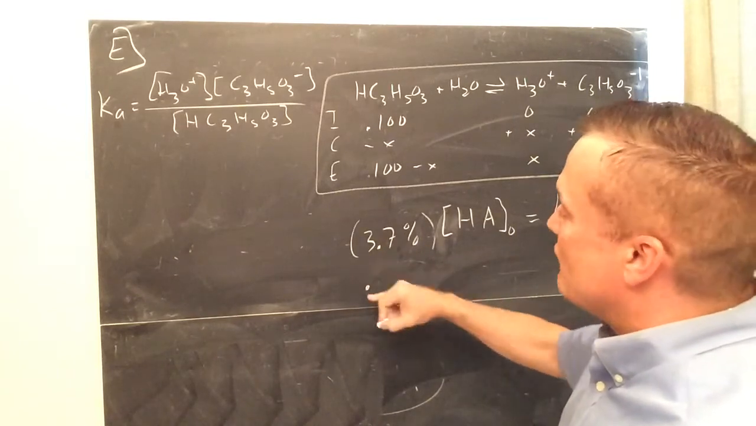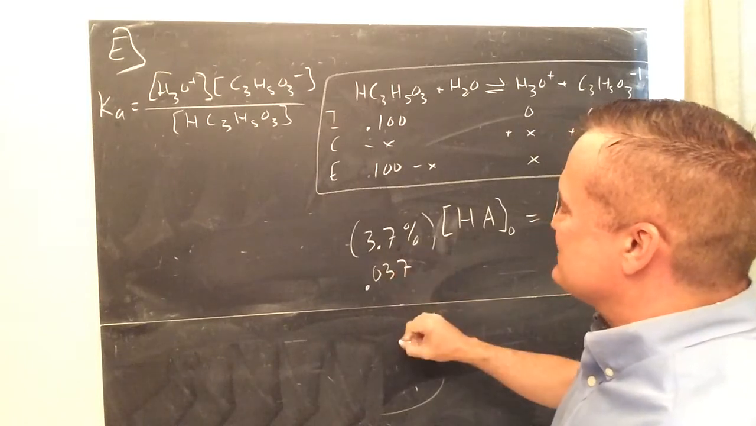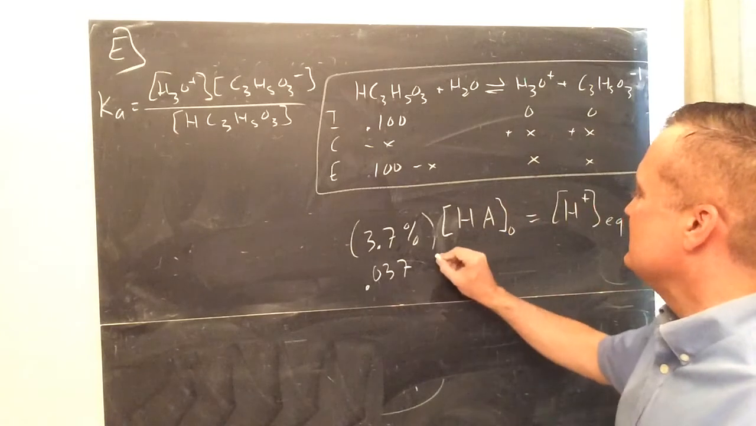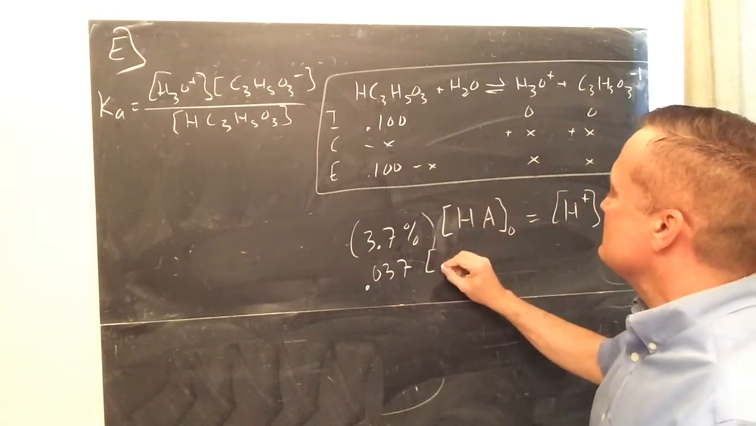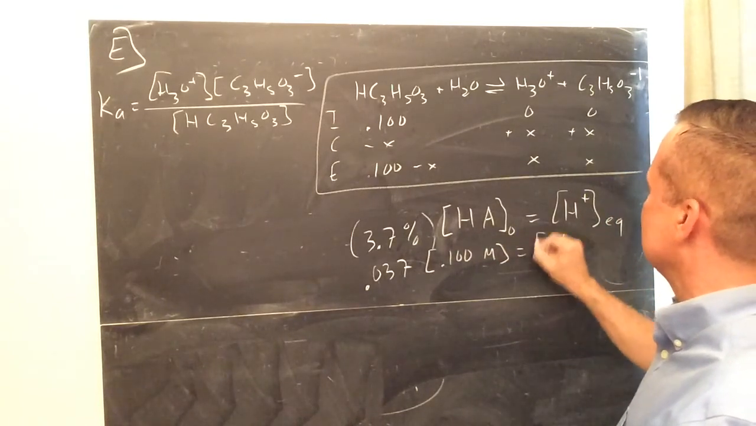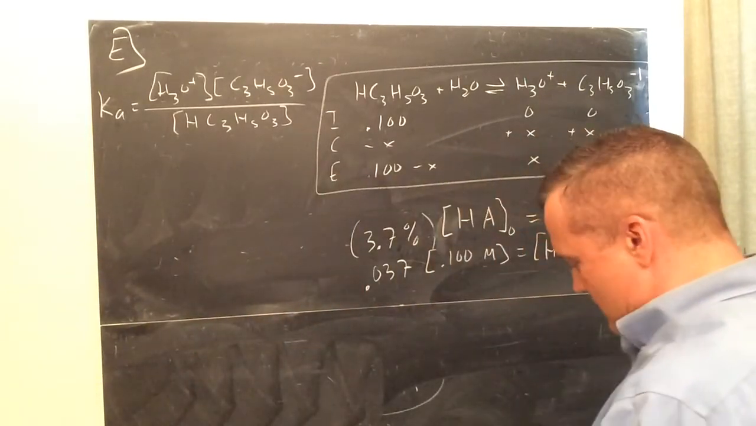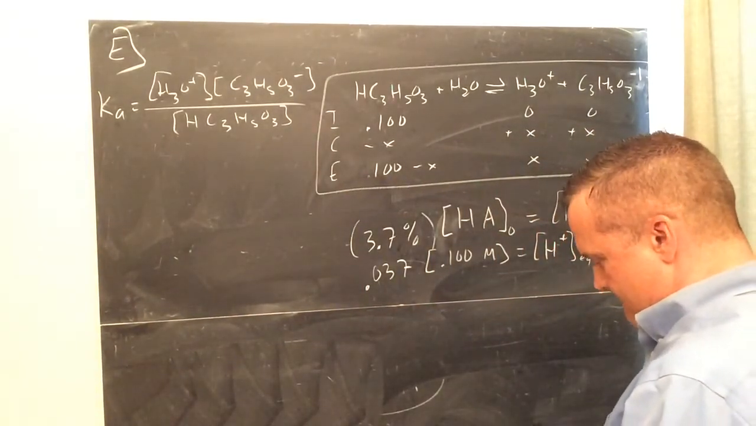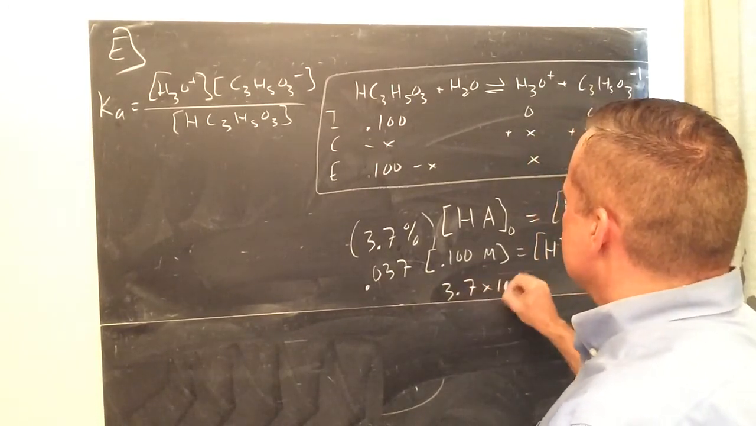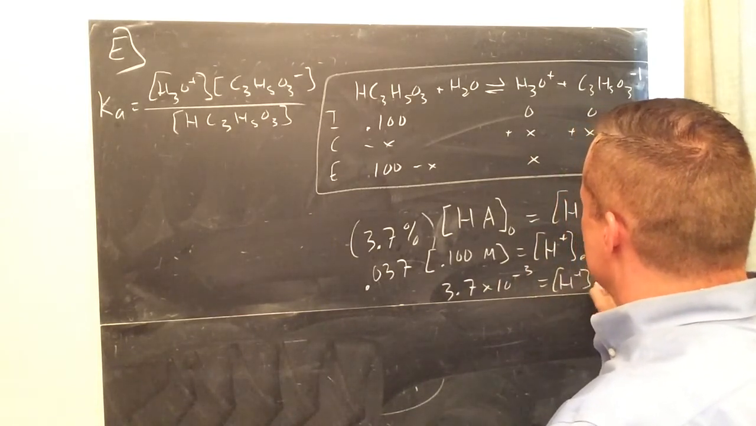Of course, a percent means per 100. That means 3.7 over 100, divided by 100. So all I'm saying is change that into a decimal. There's no 0 after it, is there? 3.7, no. Okay, 0.037 times 0.100 molar will give me the H plus at equilibrium. So that's going to be 0.00, yeah, 3.7 times 10 to the negative 3 equals the H plus concentration at equilibrium.